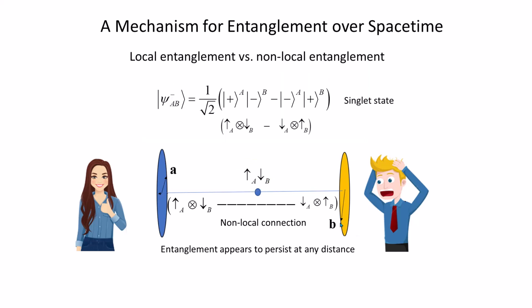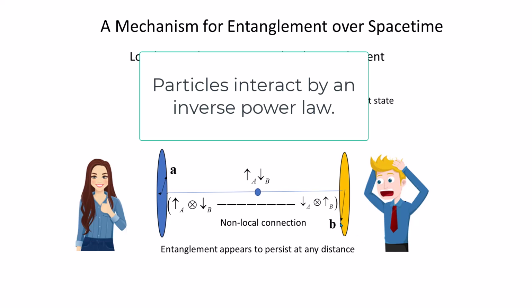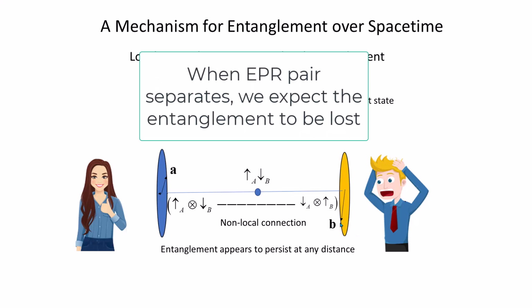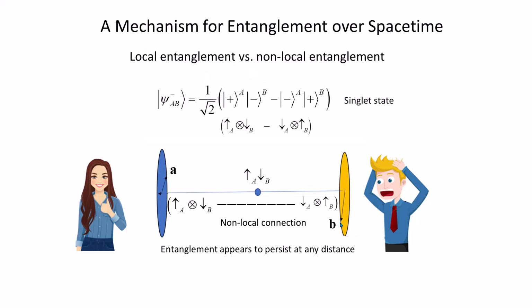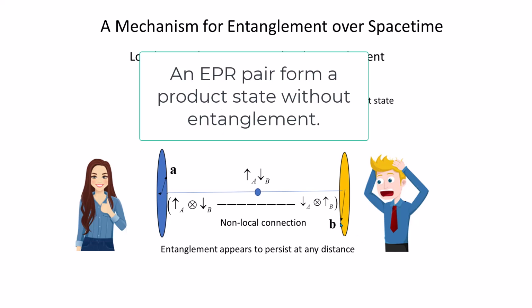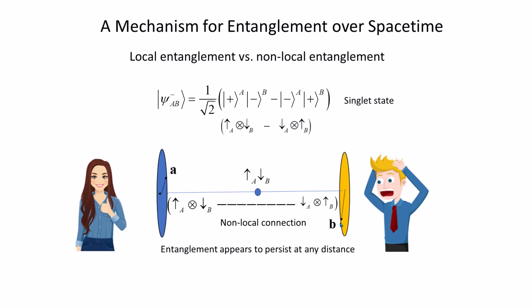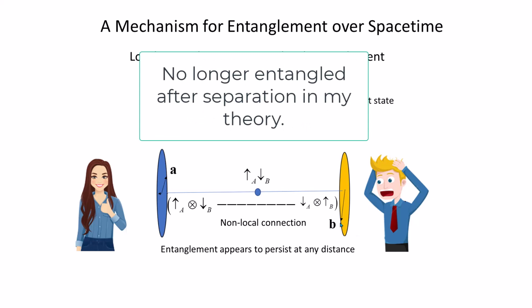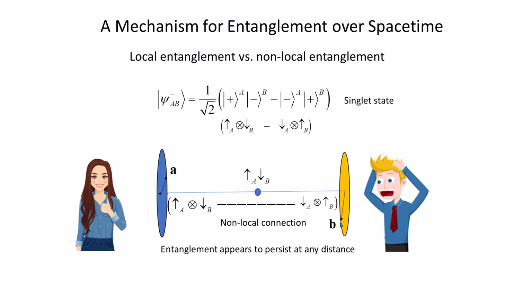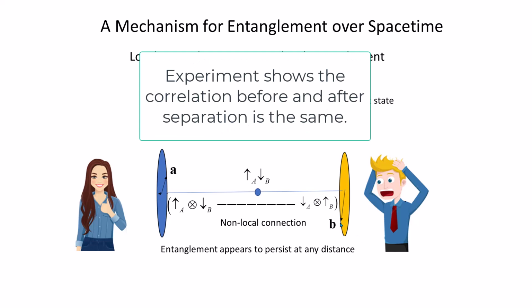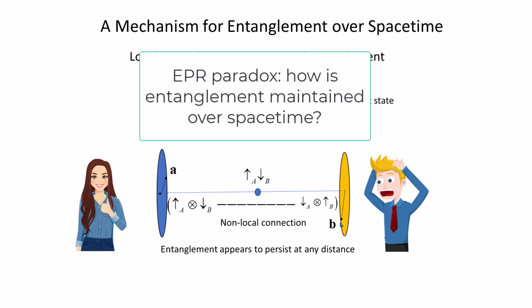We know that all particles interact with some inverse power law, which dictates that upon leaving the singlet state, the entanglement should be lost. When the two spins are beyond the range of internal couplings, the entangled state changes to a product state. Upon separation, they will no longer be entangled. The great surprise is that this does not seem to happen. Rather, the experiments display the same correlation as before they separated. This is one statement of the EPR paradox.